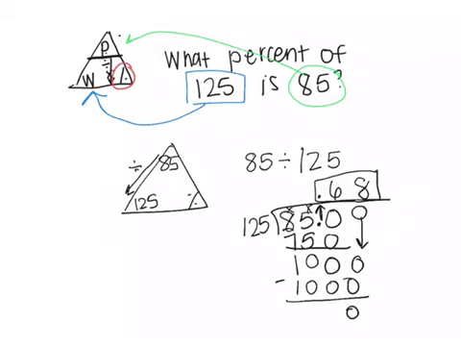Well, right now it looks like we don't have a percent. I have a decimal. So to make it a percent, I can now multiply it by 100, which equals 68. Therefore, my final answer to what percent of 125 is 85 is 68%.